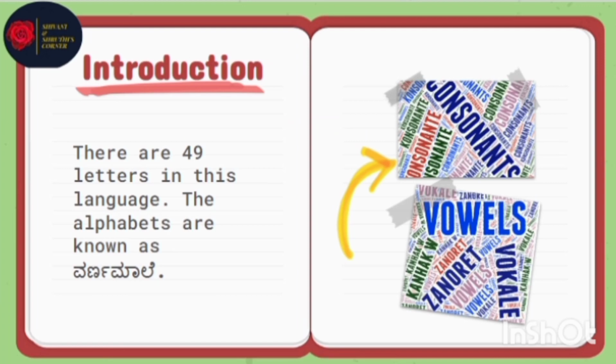Introduction. There are 49 letters in this language. So in Kannada, overall there are 49 letters. We will see the division furthermore in this video. So the alphabets altogether are known as Varnamale. So the alphabets, including vowels and consonants, that is Swaragalu and Vyanjanagalu, together they form the Varnamale. There is also another division called Yoga Vahagalu, but the basics we'll be learning about Swara and Vyanjana.